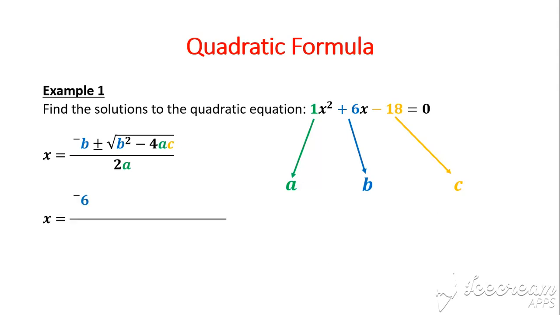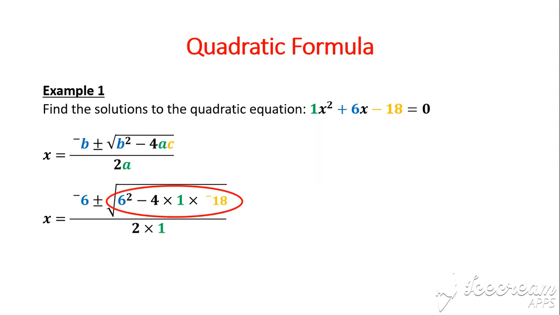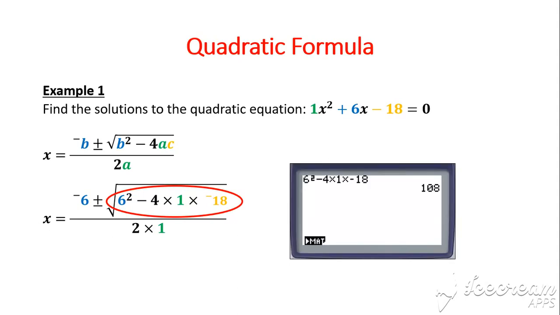So we'll substitute in negative B, which is negative 6, because B is positive 6, it becomes a negative 6, plus or minus the square root of b squared, which is 6 squared, minus 4 times a, which is 4 times 1, times c, which is times negative 18, and that's all divided by 2 times a, 2 times 1. Now, the bit inside the square root can be worked out to get 108, and now we can simplify this down to negative 6 plus or minus the square root of 108, all divided by 2.